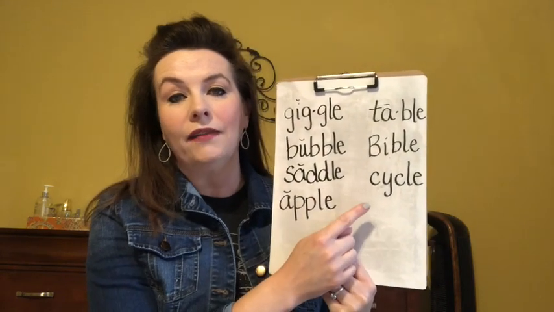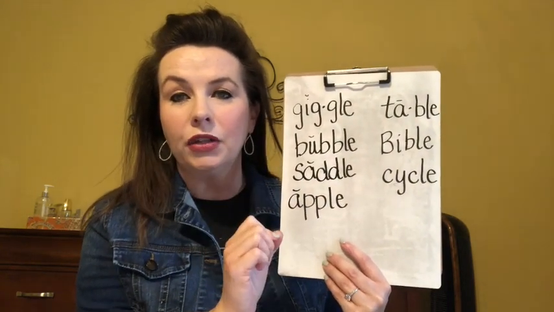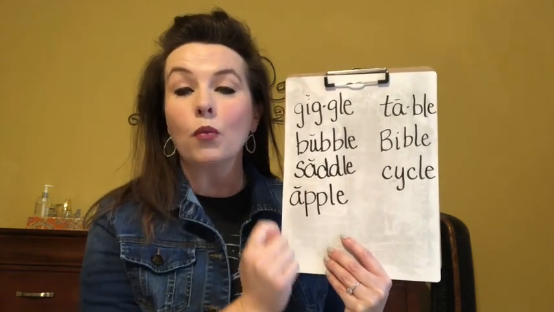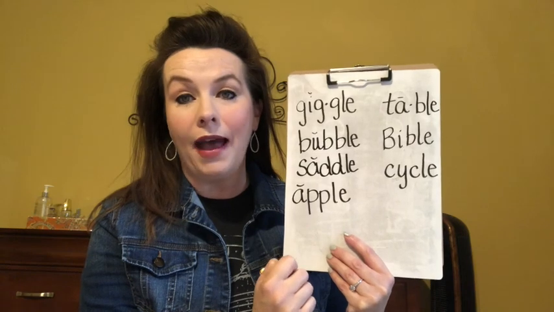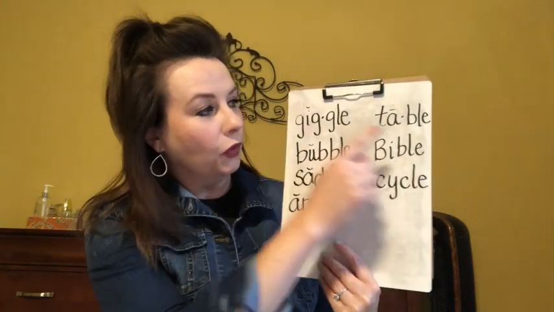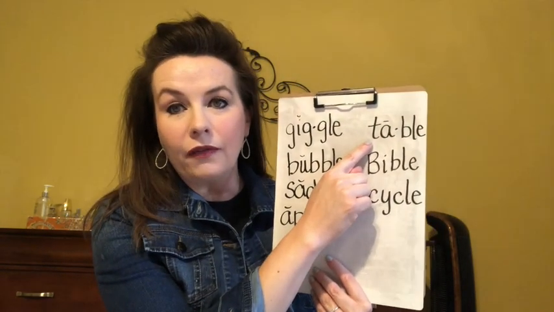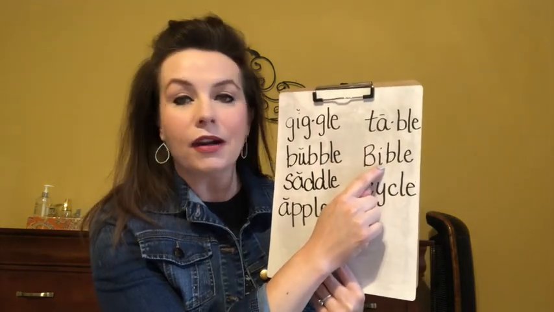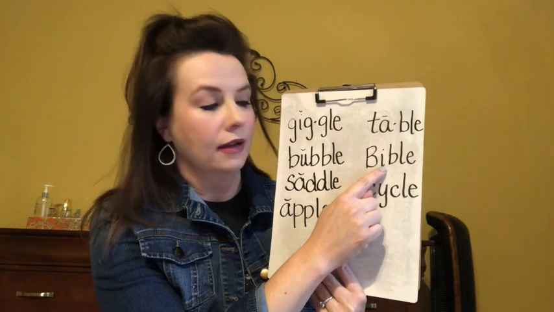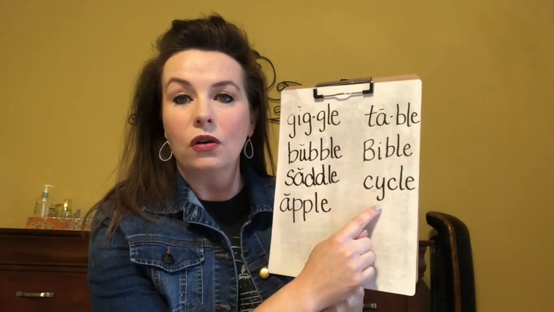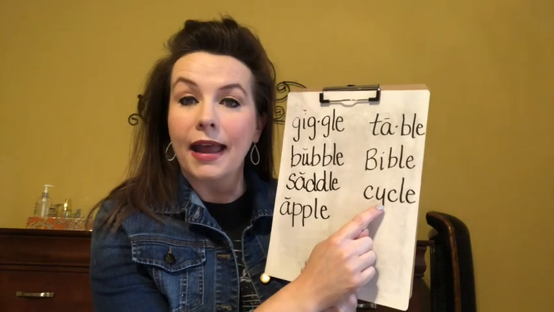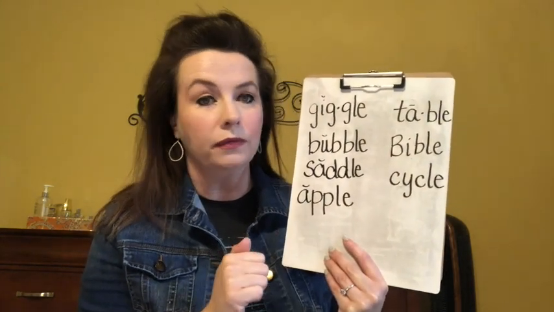So if you were to divide this, if you were to draw a little dot to show me where do we divide this word, it would come right after the long vowel. Look at table, whoops, table, right after the A. Bible, we would divide it right here after the long I sound. Cycle, we would divide it after that Y, because remember, a Y is a sometimes vowel.